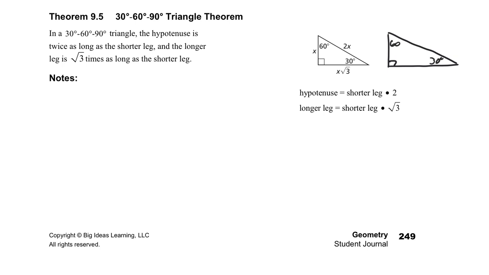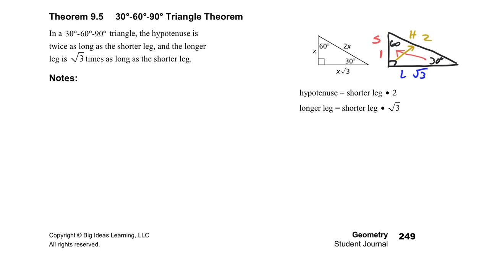What I'm going to say is find your 30 and go directly across. And this is your shorter leg, and we're going to write that as a 1. And then find across from your 90, that is your hypotenuse, and that is worth a 2. And then the other side is going to be your longer leg, which is worth the square root of 3.